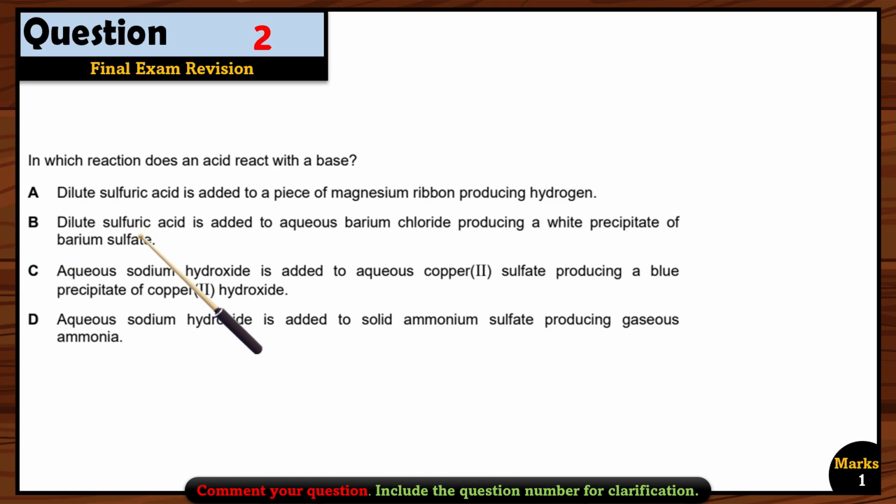Let's see option B. Dilute sulfuric acid is added to aqueous barium chloride, producing a white precipitate of barium sulfate. Again, barium chloride is not a base, it's a neutral salt. So it's also not an acid-base reaction. Let's see option C, aqueous sodium hydroxide. Sodium hydroxide, we already know that it's a base, is added to aqueous copper sulfate, producing a blue precipitate of copper hydroxide. Copper sulfate is also a salt, but it has some acidic properties. So this one is giving you a blue precipitate and another salt. So this equation is actually a neutralization reaction, or you can say an acid-base reaction. So option C is the right option over here.